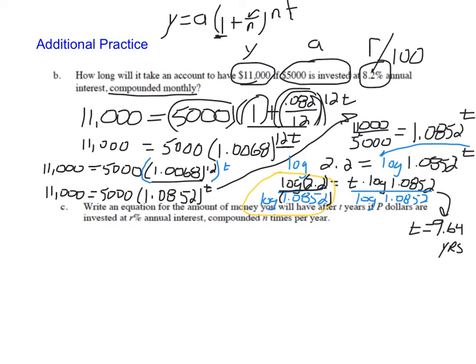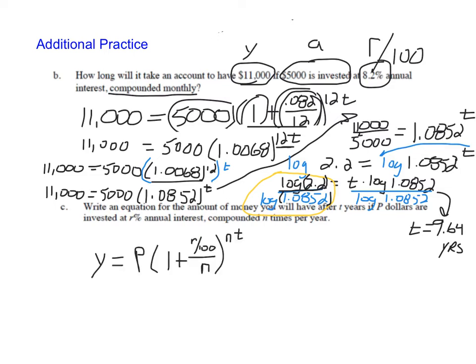Now I want you to take these skills and answer the next question. Pause it before you do that and then come back and check your answer. So the equation that you get for part C is going to be P times 1 plus R divided by 100. Remember, when you take that percent, just like we did in the last problem, you have to first divide that by 100, over n, raised to the n times t.